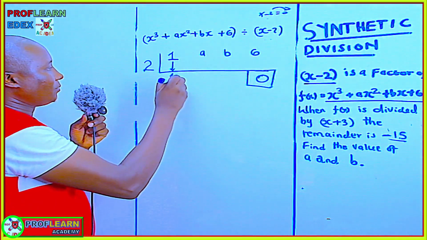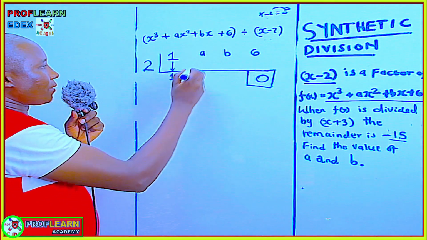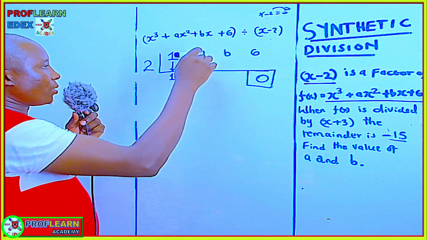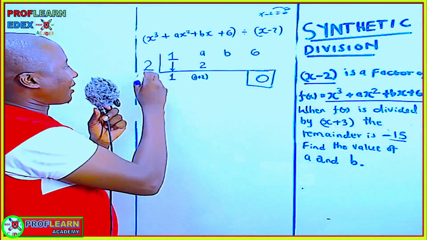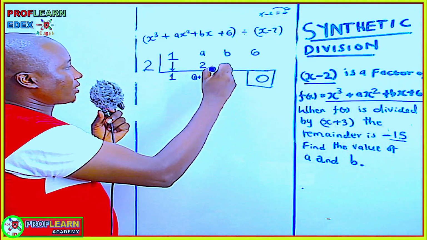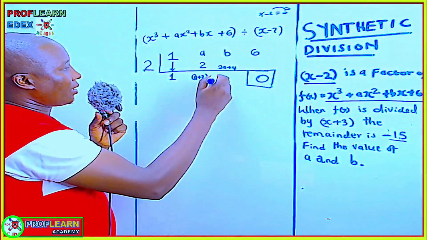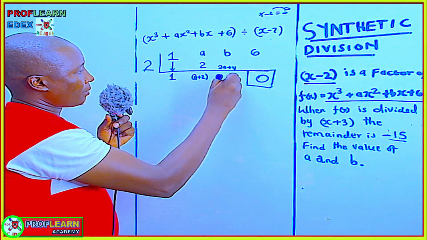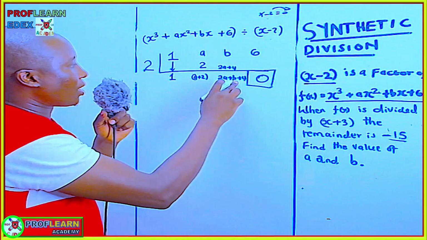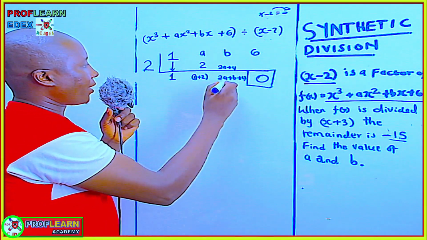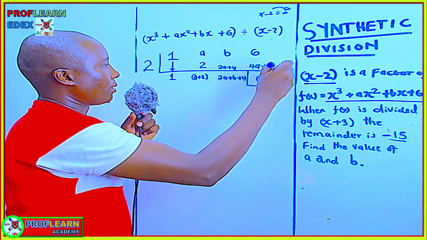We shall have 1 here. 2 times 1 will give us 2. Then we write 2 at that point. Then we add these two numbers, so this will be a plus 2. Again, 2 times a plus 2 will give us 2a plus 4. If we add this together, we get 2a plus b plus 4. Again, 2 times this, we are going to have 4a plus 2b plus 8.